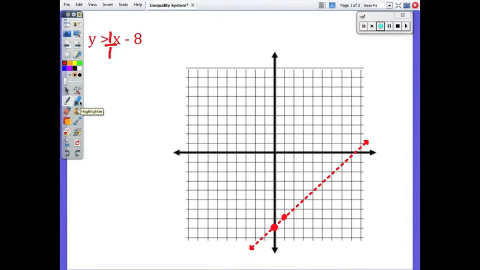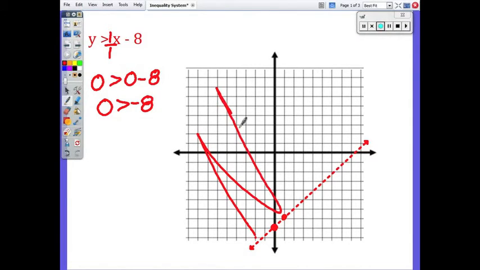Now we need to shade. So we need to determine where we are going to want to shade. So I'm going to plug in 0 for my x and y. 0 is greater than 0 minus 8. 0 is greater than negative 8. So 0, 0 is a solution to our inequality. So we will shade this region all up in here.